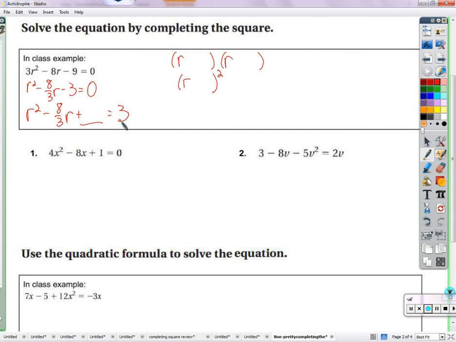Now, these two factors, as always, they have to be identical. This middle term has to come out to be negative 8/3 r. And every time for that to work out, first of all, we know it's going to be a negative and a negative because they're going to add up to be a negative. So only a negative and another negative can add up to be a negative if they're exactly the same. And if they're exactly the same, they add up to negative 8/3.